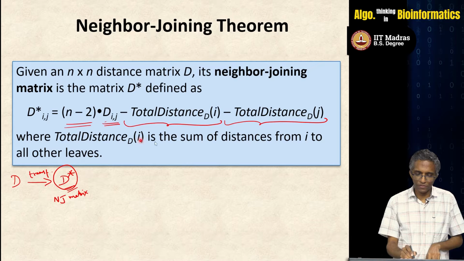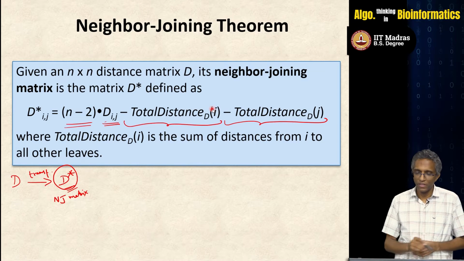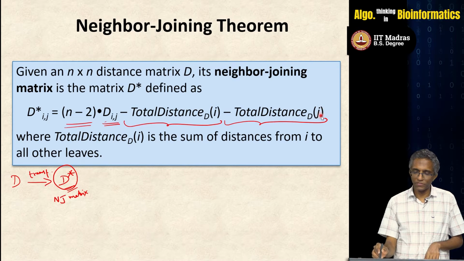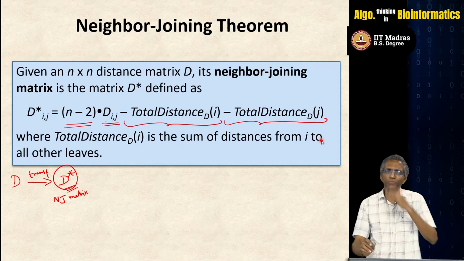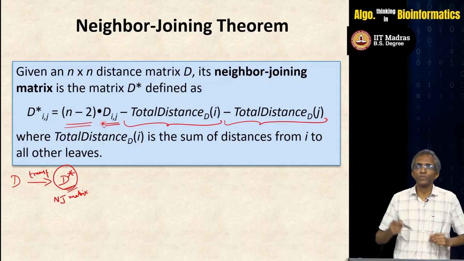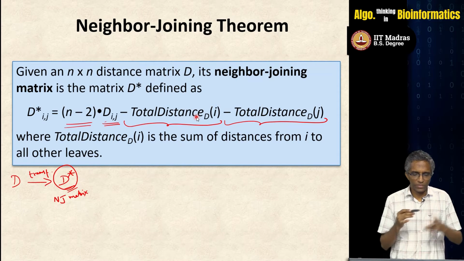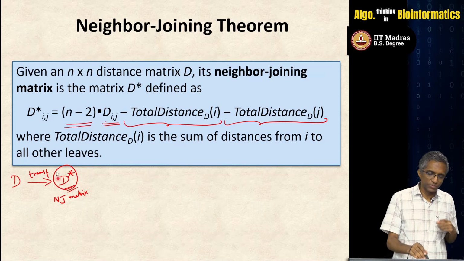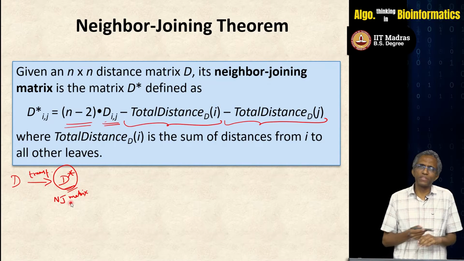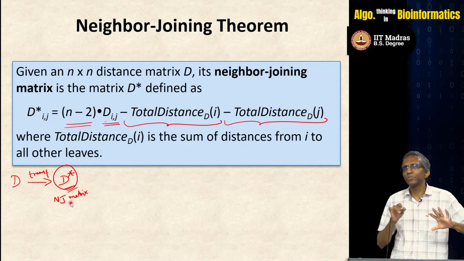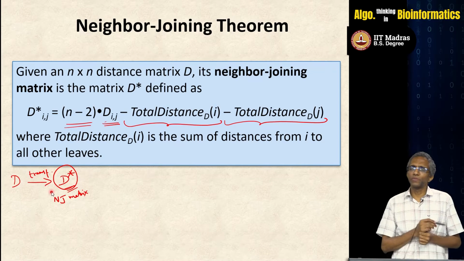So, total distance d of i is the sum of the distances from leaf i to all other leaves, and total distance d of j means the distance from j to every other leaf. We will see an example shortly, and this is a weird looking transformation. You are taking D i j and multiplying it with n minus 2, then subtracting the total distance of i and total distance of j. Why are we doing all these transformations, and claiming that the smallest entry here will be a cherry? It is very opaque. Why should this transformation convert a matrix D where the smallest entry is not a cherry to another matrix where the smallest entry is indeed a cherry?